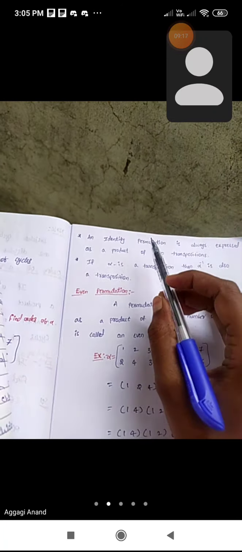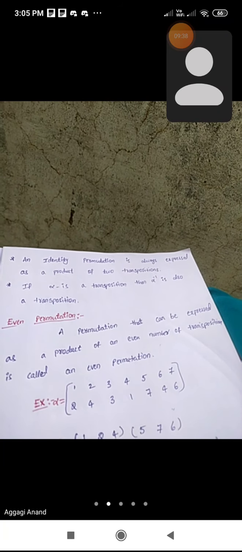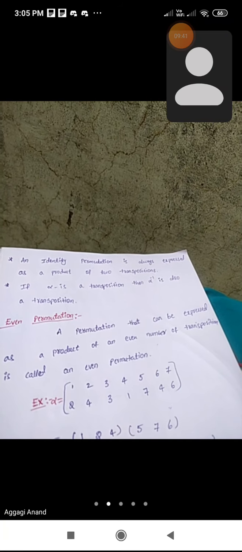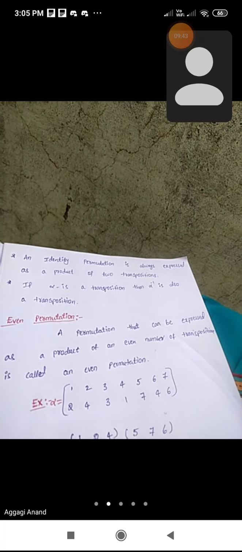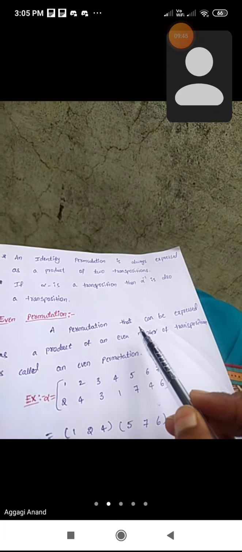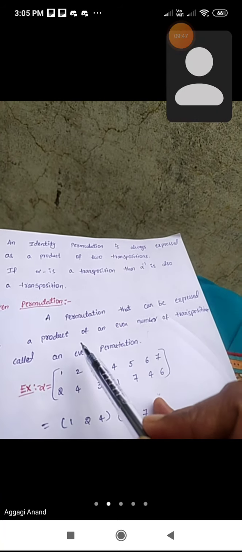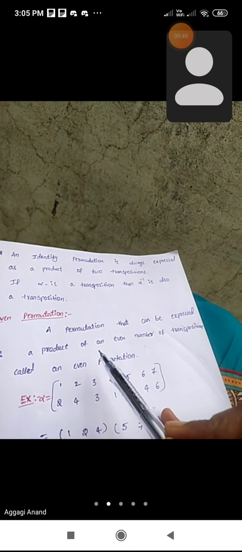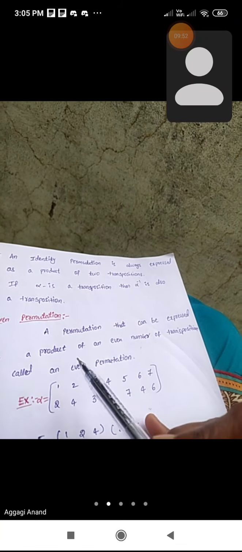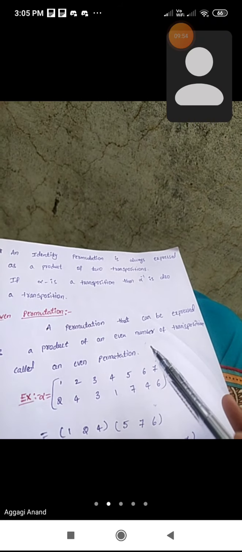Next, third one. If alpha is a transposition, then alpha inverse is also a transposition. Okay. These are the remarks about transpositions. Next, what is the even permutation and odd permutation? A permutation that can be expressed as a product of an even number of transpositions is called an even permutation.